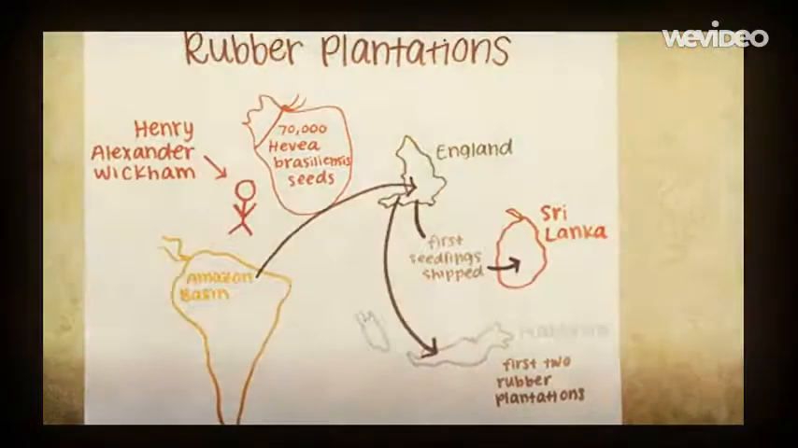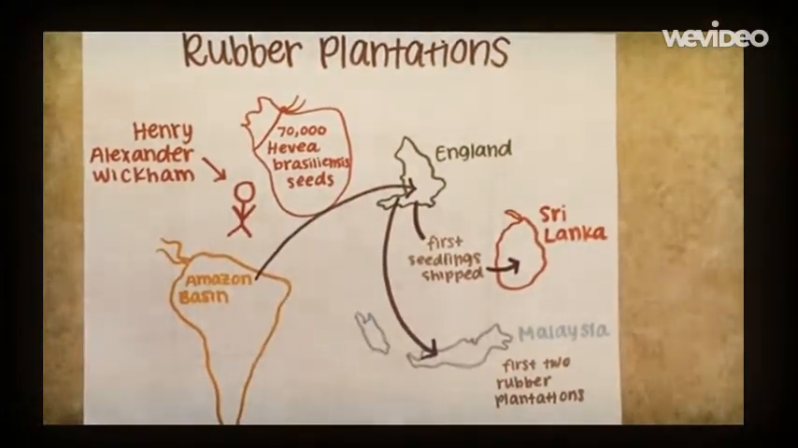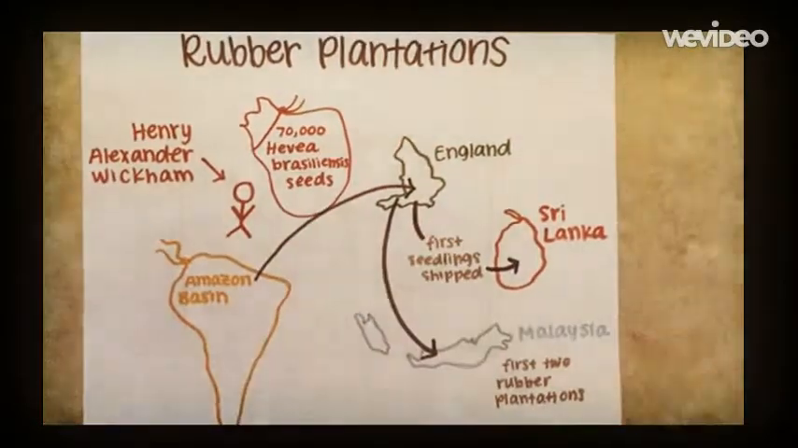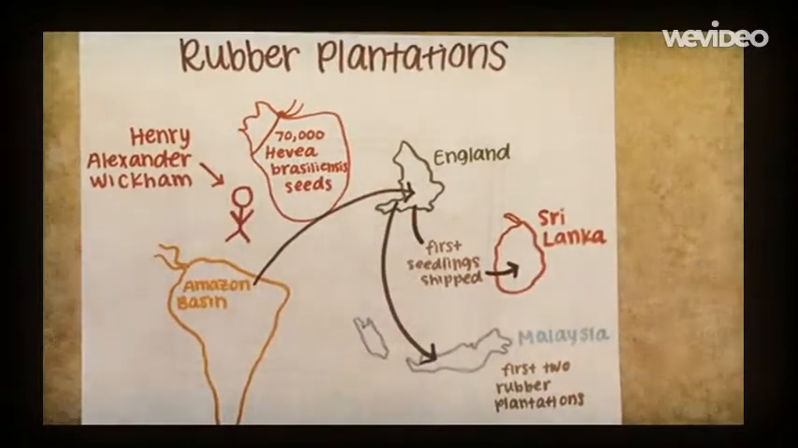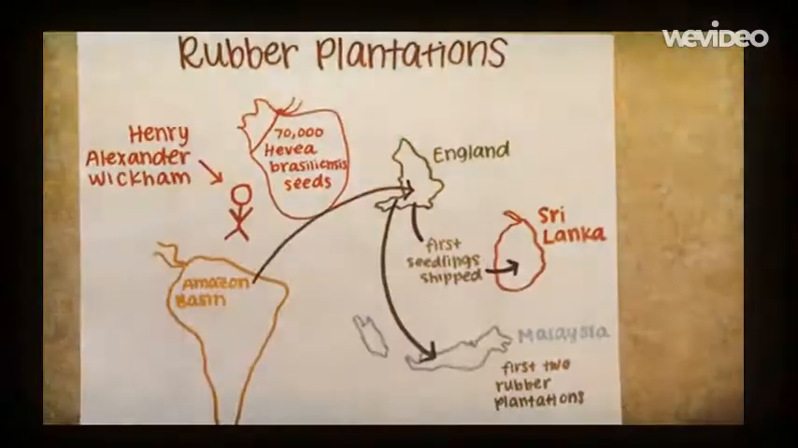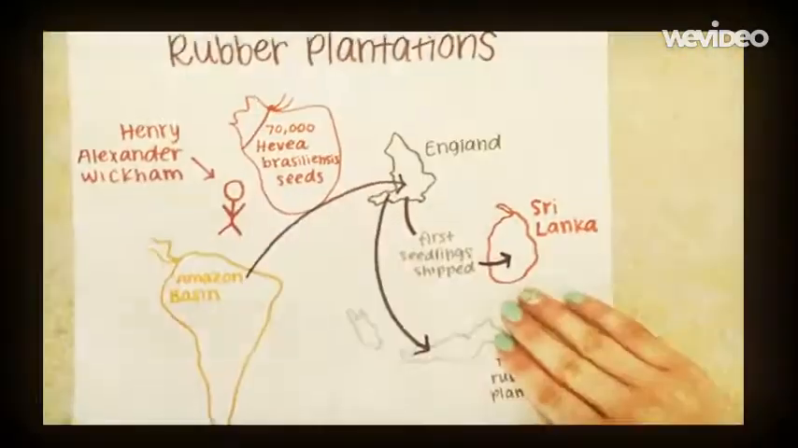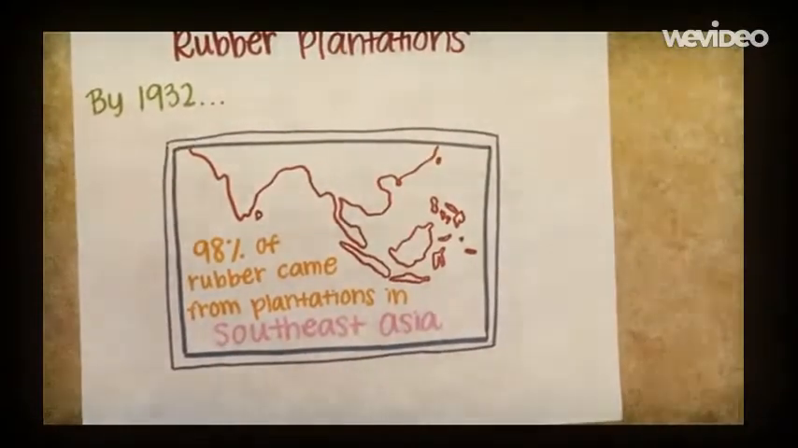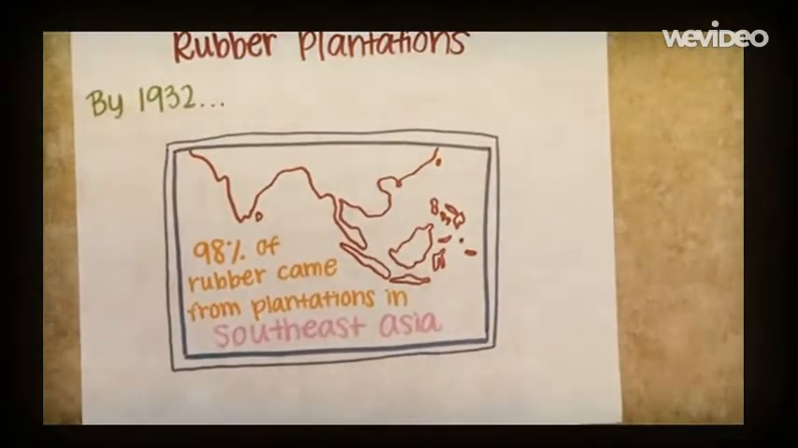More than 1,900 rubber tree seedlings were to be sent to Asia. The first seedlings were shipped to Colombo in Ceylon, which is now Sri Lanka. The first 2 rubber plantations were established in western Malaysia. By 1932, 98% of rubber came from plantations in Southeast Asia.